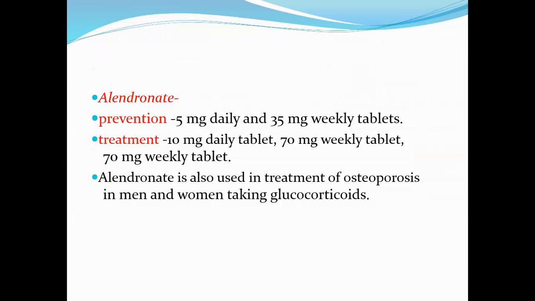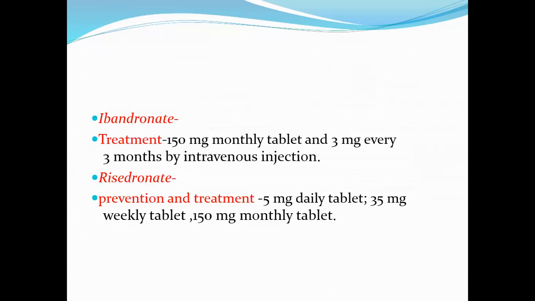Then alendronate is the one for prevention, 5 milligrams. You just have to go through this; these are the treatments, and you do not need to understand them fully, okay. Alendronate is dosed at about 150 milligrams as a monthly tablet, and 3 milligrams every 3 months by intravenous injection.